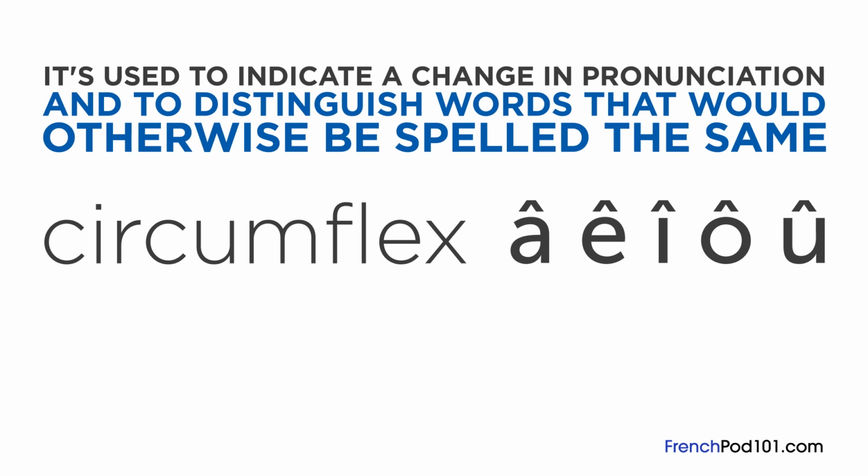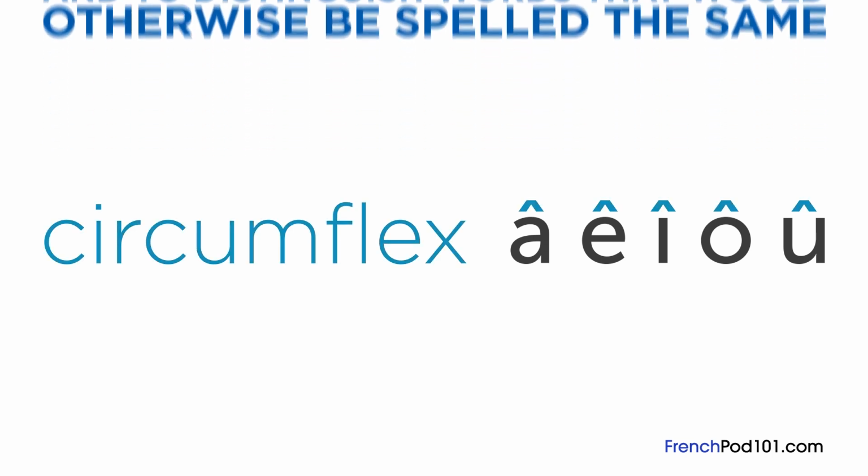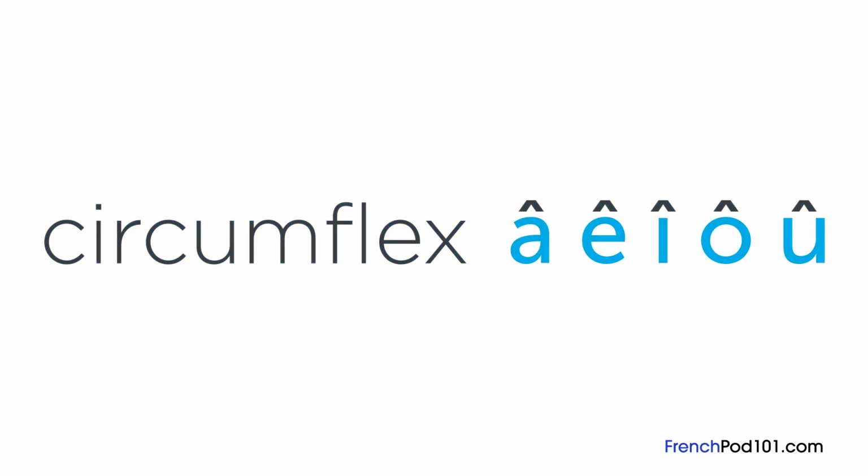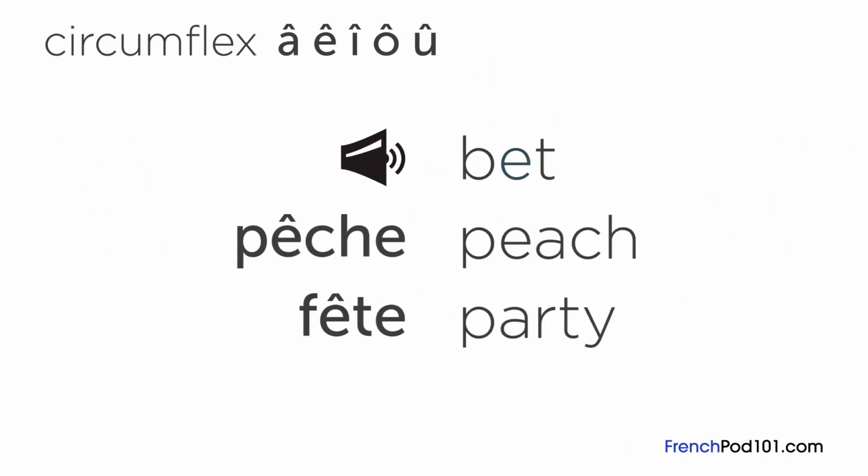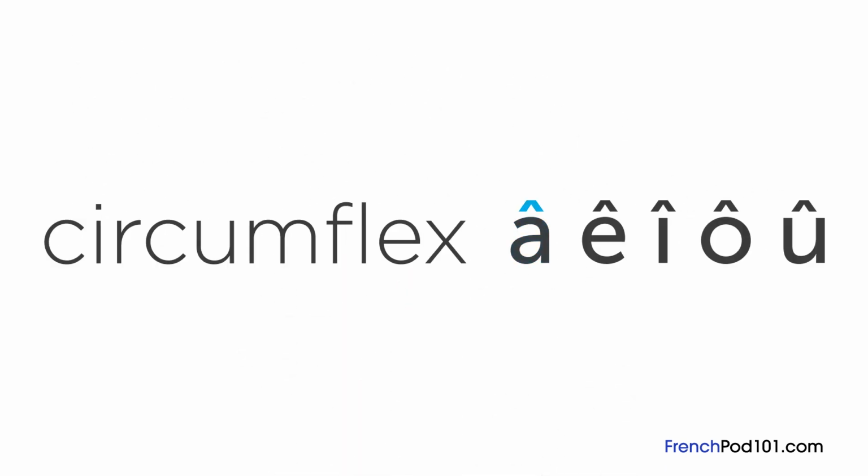It's used to indicate a change in pronunciation and to distinguish words that would otherwise be spelled the same. The circumflex appears over all vowels. An E with a circumflex accent on top is pronounced exactly the same way as the previous grave accented E. Ê. Like the E in bête. Pêche, fête.